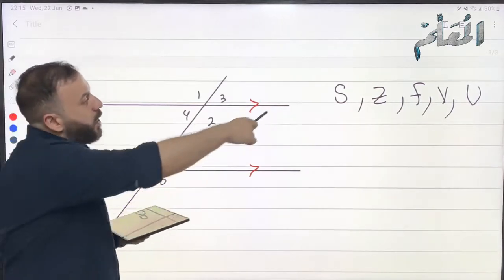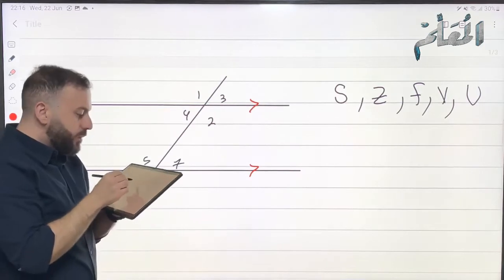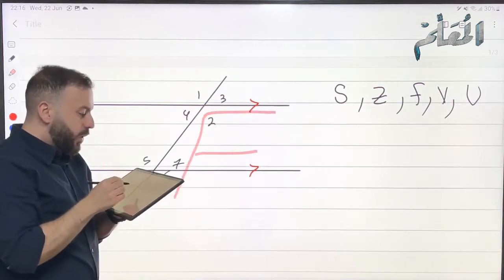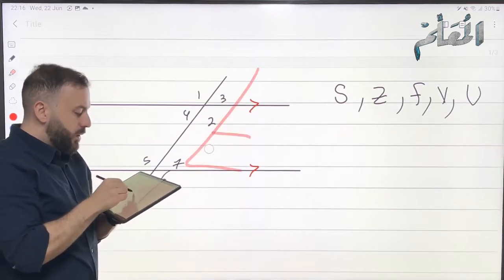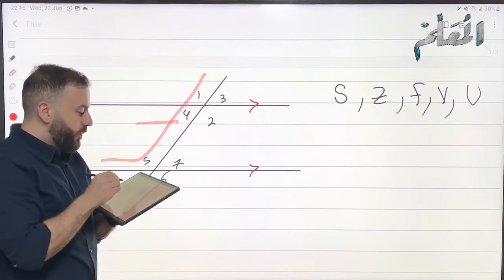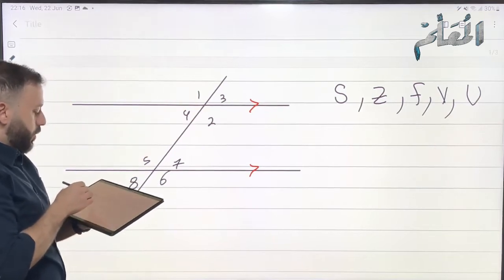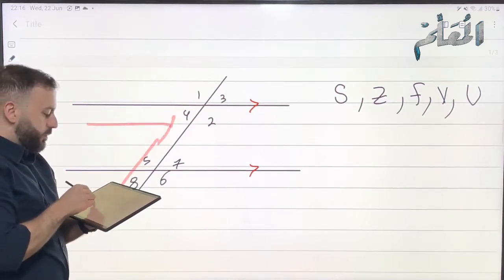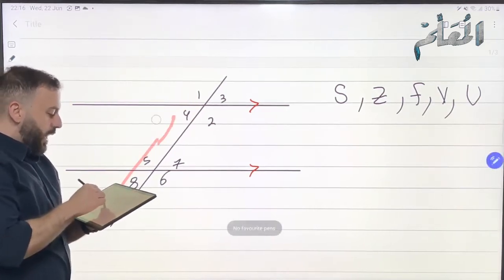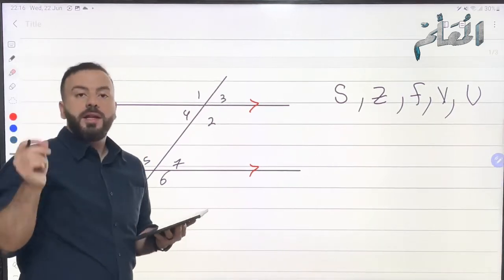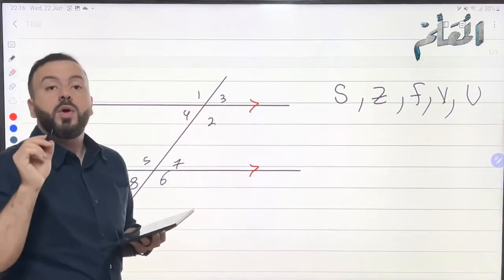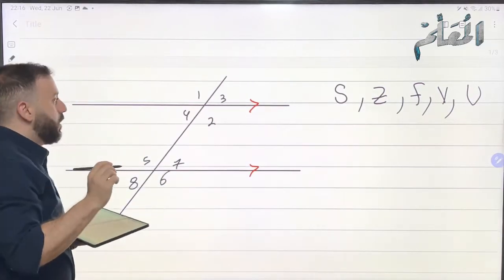Now, about alphabet F, this is the first F, and this is the second F. Can you see? And here we have F, and also we have here F. So the alphabet F also shows me another type of angles, which is corresponding angles.